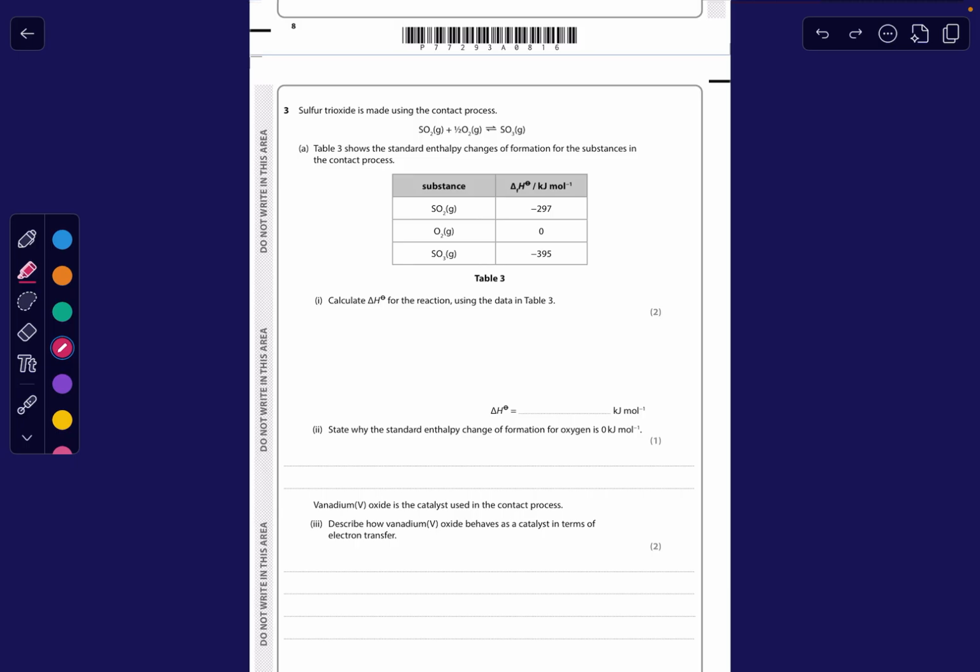Table 3 shows the standard enthalpy changes of formation for the substances of the contact process. They're not asking you to do Hess law. Remember, that would be, what is the enthalpy of combustion? Here's the formation data. What is the enthalpy of this reaction? Here is some formation data. Use the elements to work it out that way. But they're not asking that. They're asking for very, very simple, straightforward, what's the enthalpy of that reaction? We've only got these things here, and we've got some data in our tables. It is really, really straightforward.